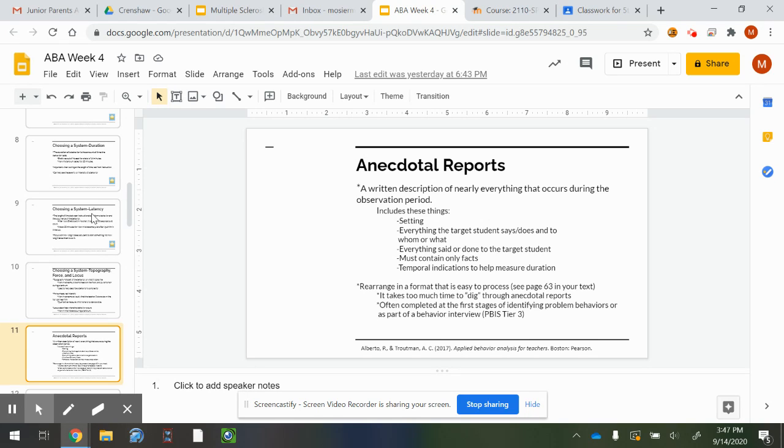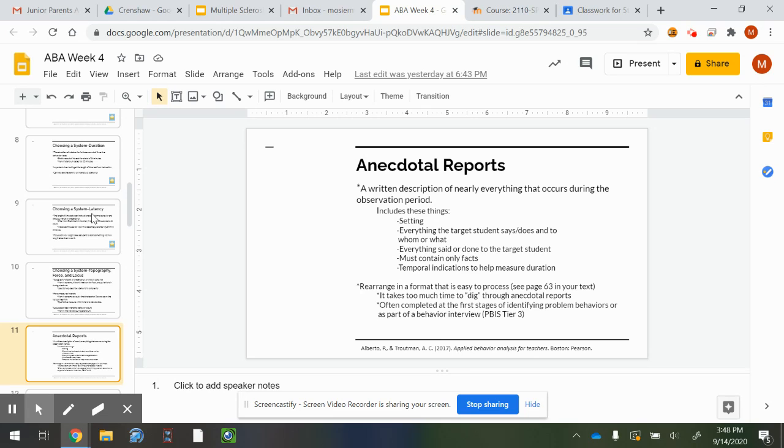When you're done taking anecdotal notes, and this is, I think, probably the most important part, you want to make sure that you go back with that information and put it into a format so that it's usable. On page 63 of your text, there's a really nice example of an anecdotal report and then what they have done to that report to make it more observable.